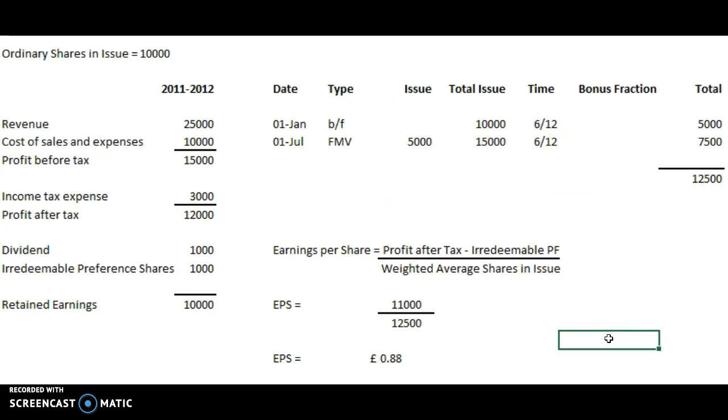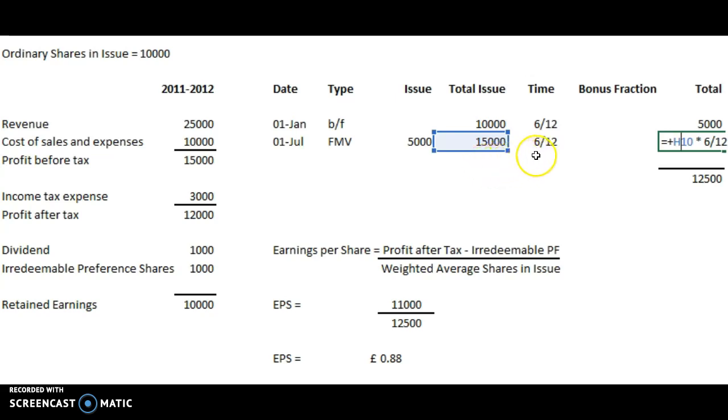So what did we do? Just to summarize, we took the total issue, we worked out how long that issue was in issue, so it was 6/12 of the year. Then we added 5,000, total issue 15,000, and that was again 6/12 of the year. And the weighted average just multiplies the total issue by this time fraction, 6/12. Same for this one.